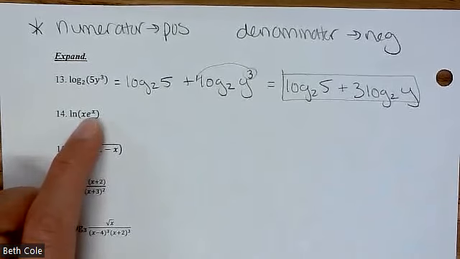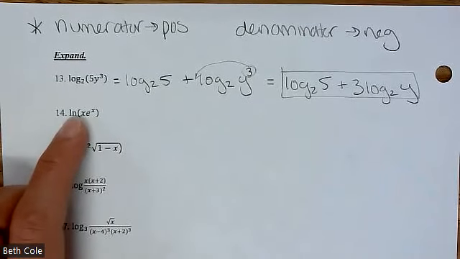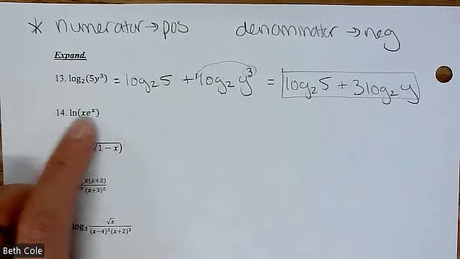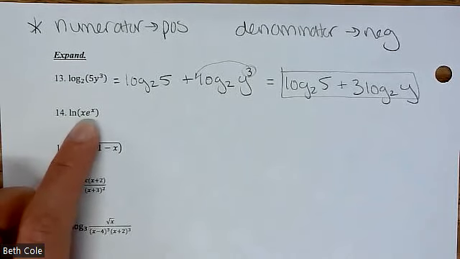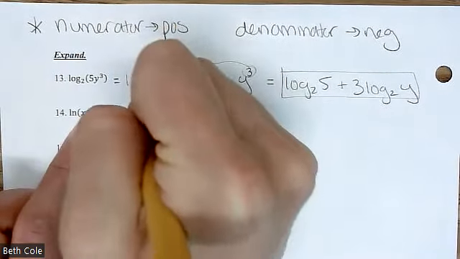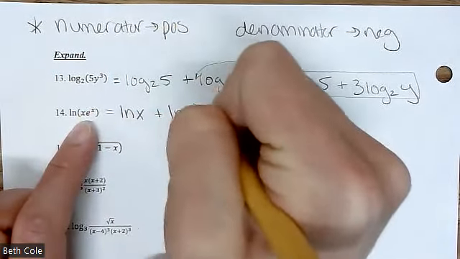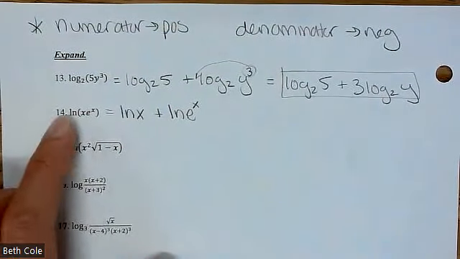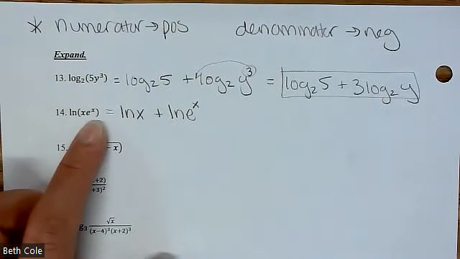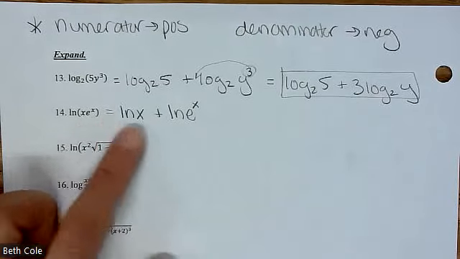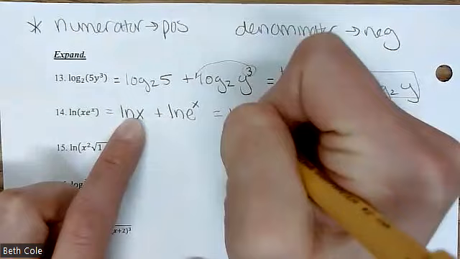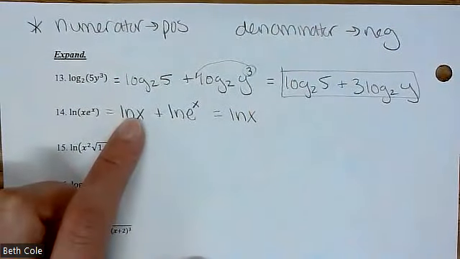Look inside the parentheses. There's two items. There's an x and an e to the x. What are they doing? Good, multiplying. So whenever we write it as two separate logarithms, we're going to add. It'll be ln of x plus ln of e to the x. Did I distribute the ln? No, that's not a thing. I used a property. Now you can't do anything with ln of x. That's sort of just what it is.